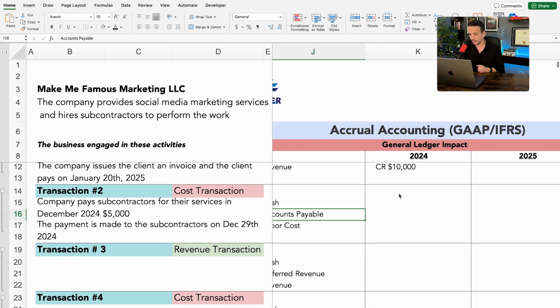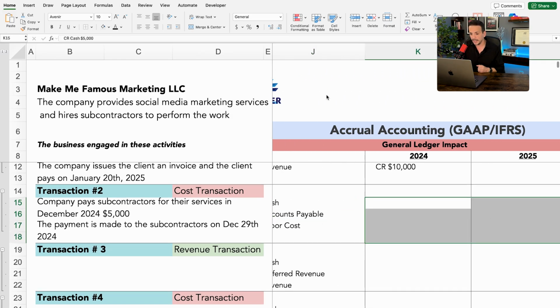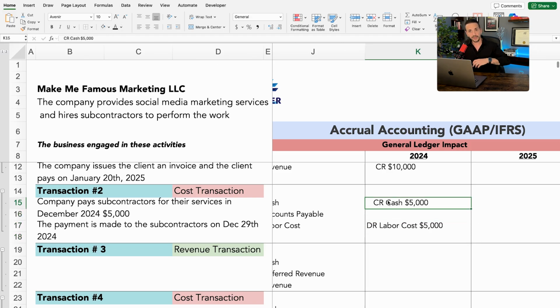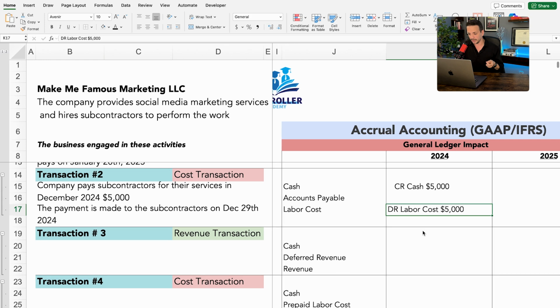Under accrual accounting, when we look at the treatment, it's going to be a very similar treatment because the economics of this transaction all happened in 2024. Therefore, we do the same thing. We credit cash $5,000 and debit labor costs for $5,000.